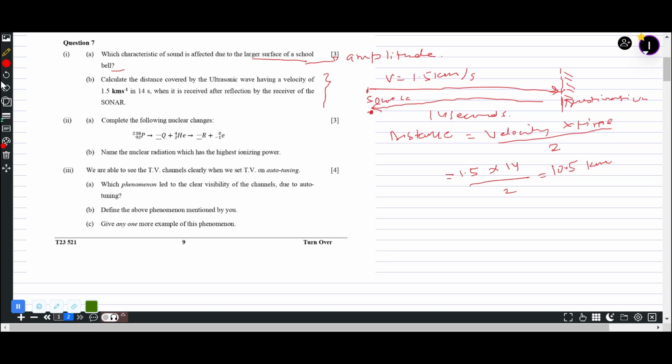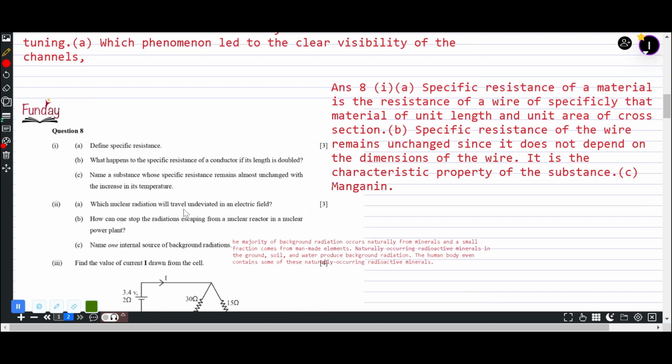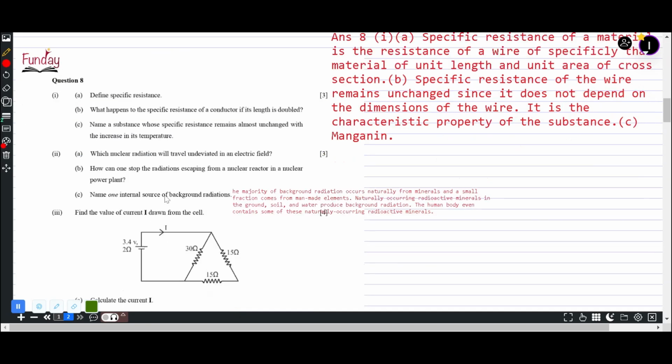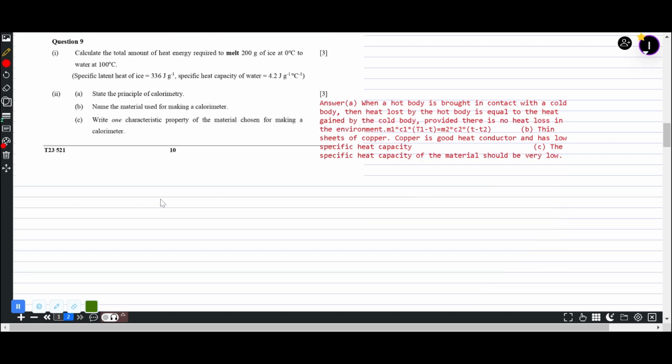Now that's it. Thank you. No other question is left. I think I'll still check it one more time. Oh yeah, question 8 is also left. Define specific heat. This I have cleared. Which nuclear radiation will travel undeviated? This also I have cleared. What else? No, nothing else is left.